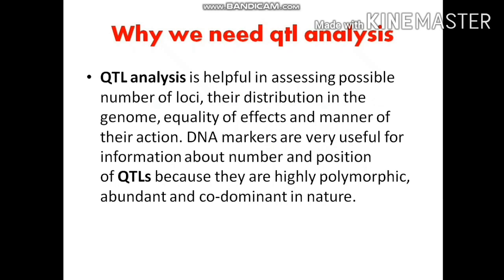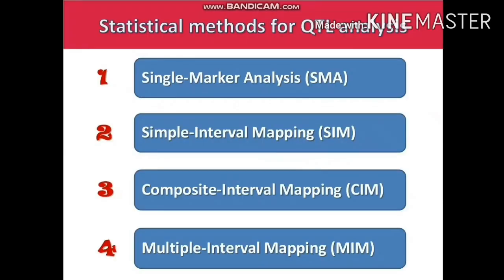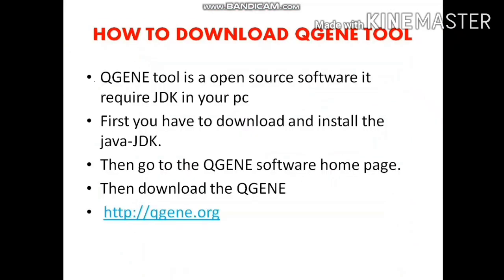DNA markers are very useful for information about the number and position of QTL because they are highly polymorphic, abundant and codominant in nature. These are the statistical methods available for QTL analysis. First one is single marker analysis, then simple interval mapping, composite interval mapping, and multiple interval mapping.